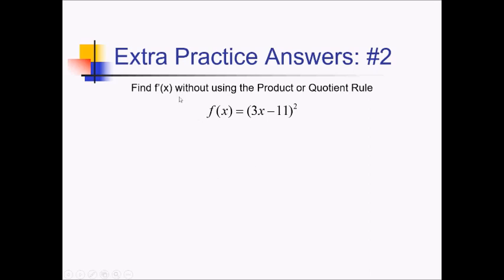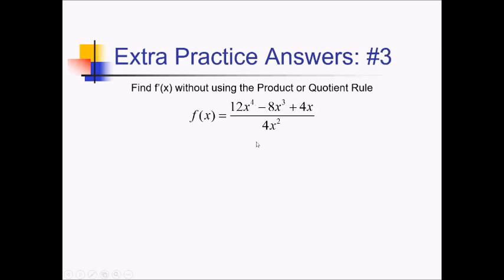For this problem, they want us to find f prime without using product or quotient rule. So I'm going to expand this, simplify it first, then I'll use the power rule. So just using my squared binomial shortcut with a squared plus 2ab plus b squared, this is going to be 9x squared, and then we multiply these together and double it. So that's going to be minus 66x, and then square this last thing, this is going to be positive 121. Using power rule now, this is going to be 18x minus 66.